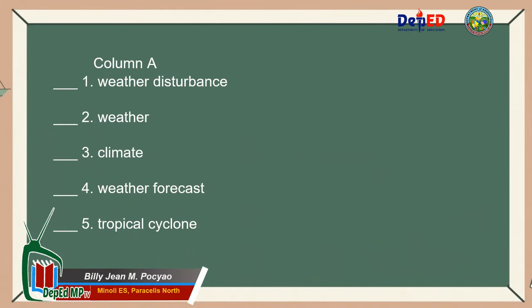Column A has the following items. Number 1. Weather disturbance. Number 2. Weather. Number 3. Climate. Number 4, weather forecast. And number 5, tropical cyclone.